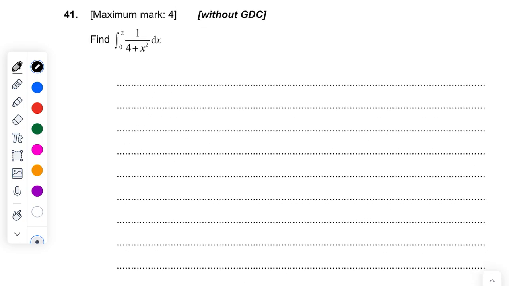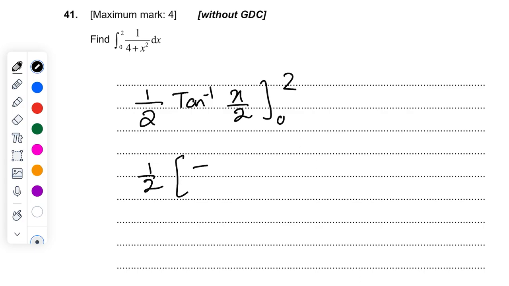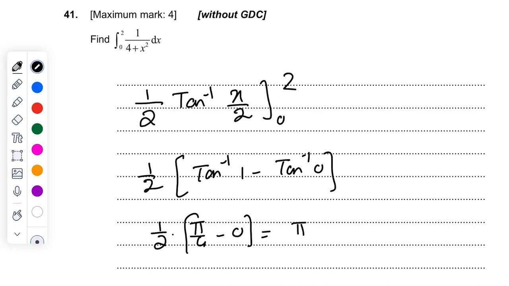Question number 41. So this is 1 upon a tan inverse of x upon a from 0 to 2. So plug in 2. So it becomes tan inverse of 1 minus tan inverse of 0. Tan inverse of 1 is pi upon 4. Tan inverse of 0 is 0. So the answer is going to be pi upon 8.